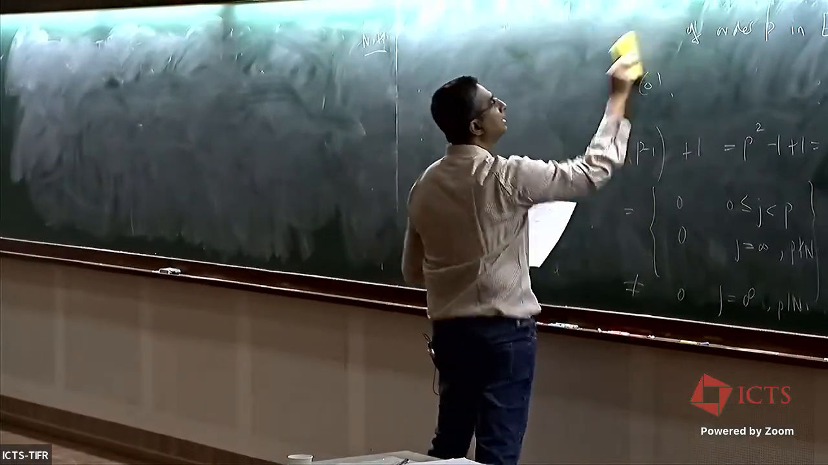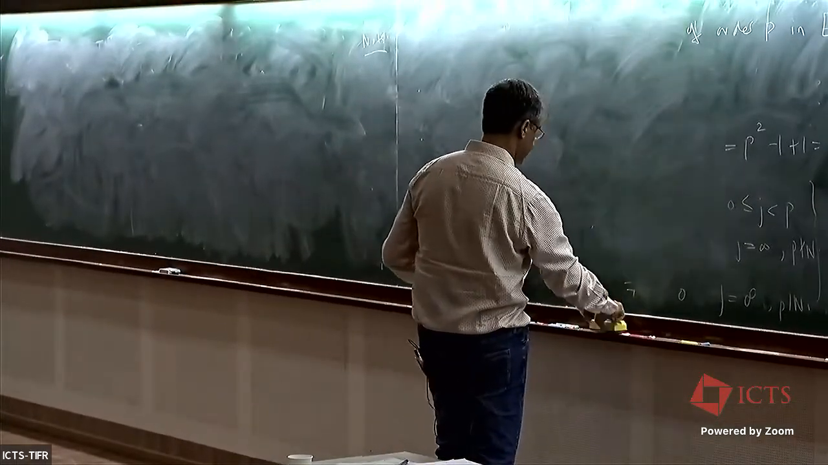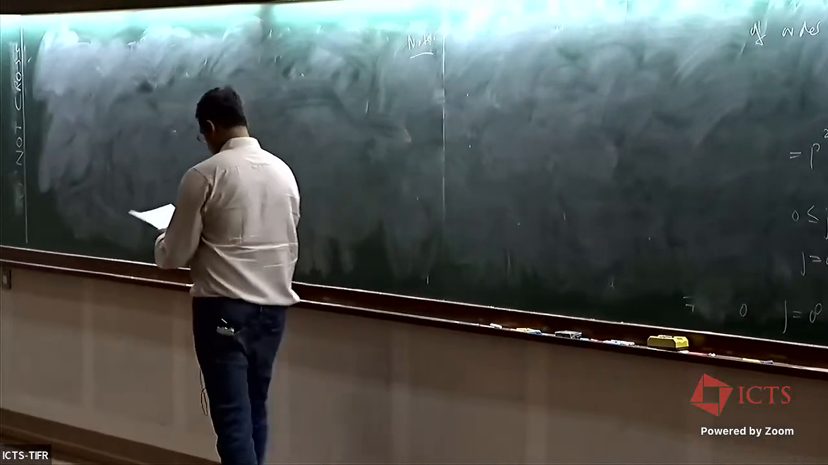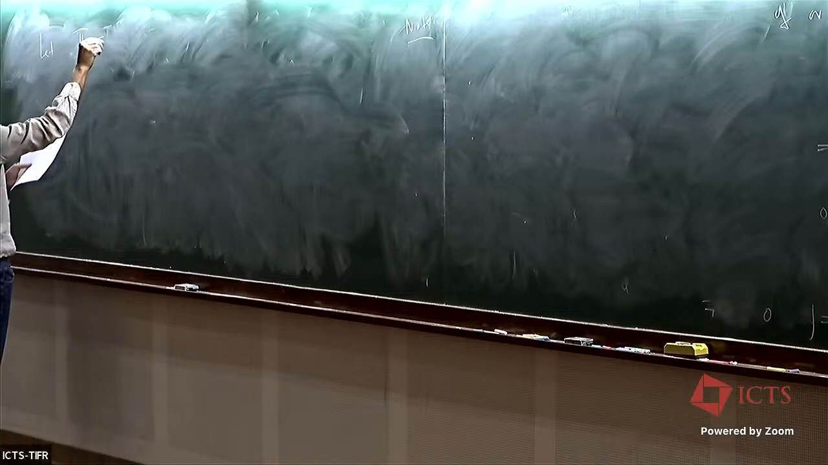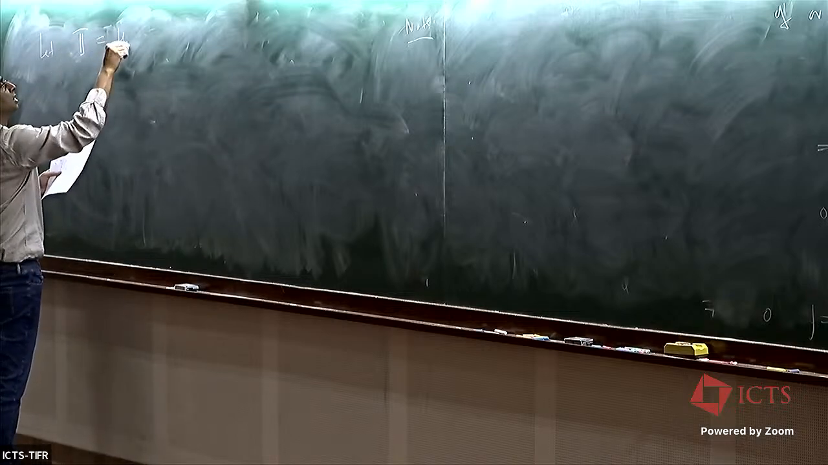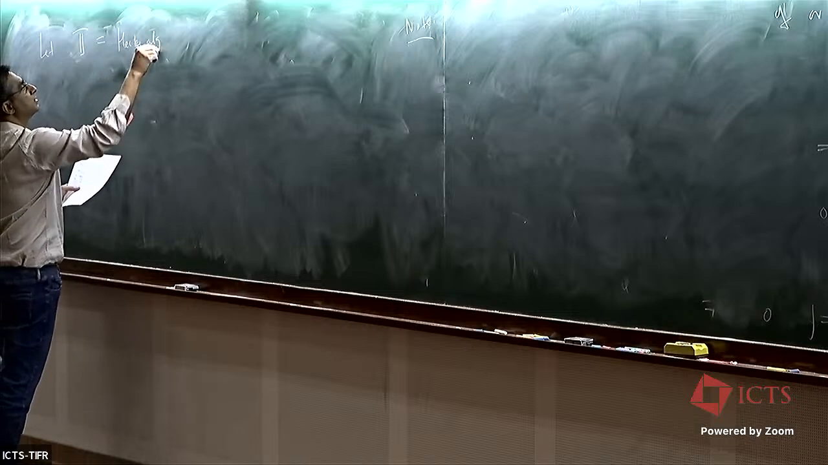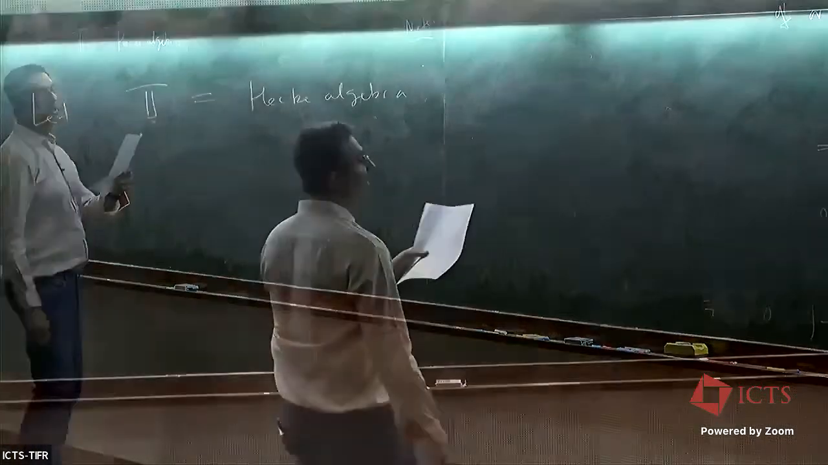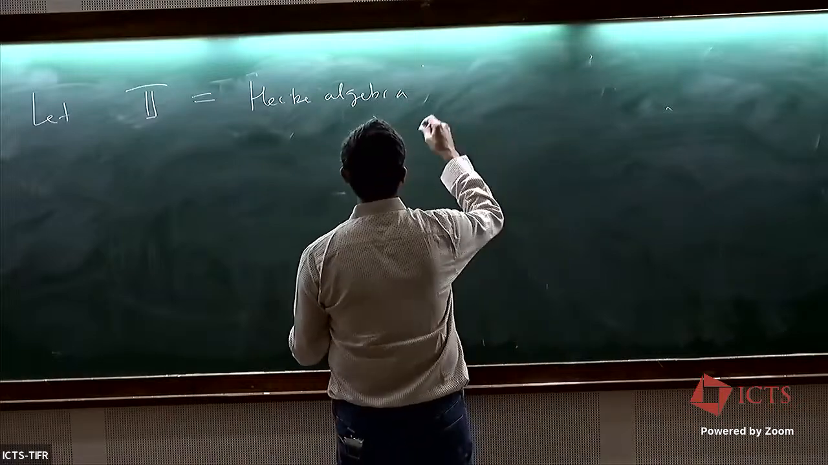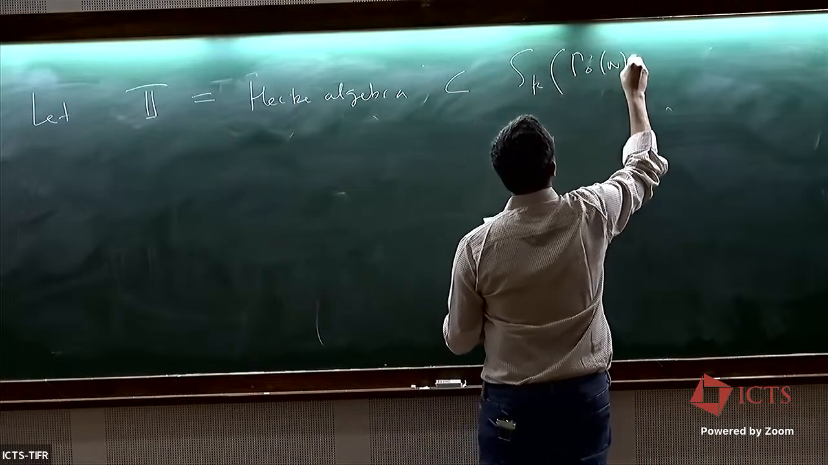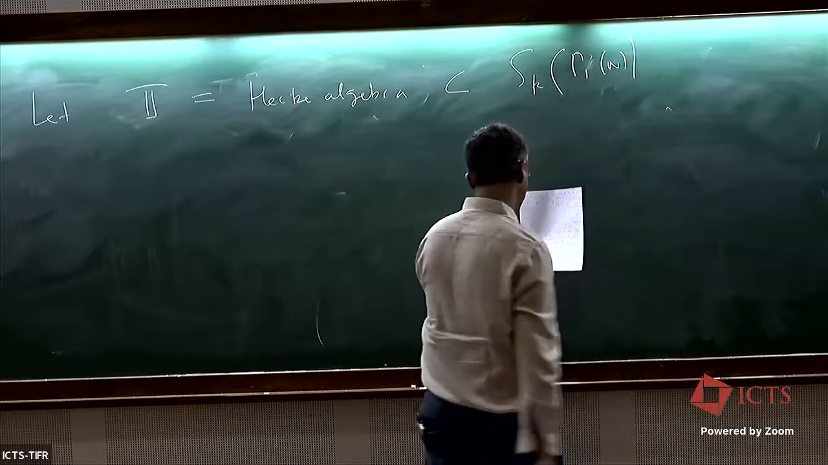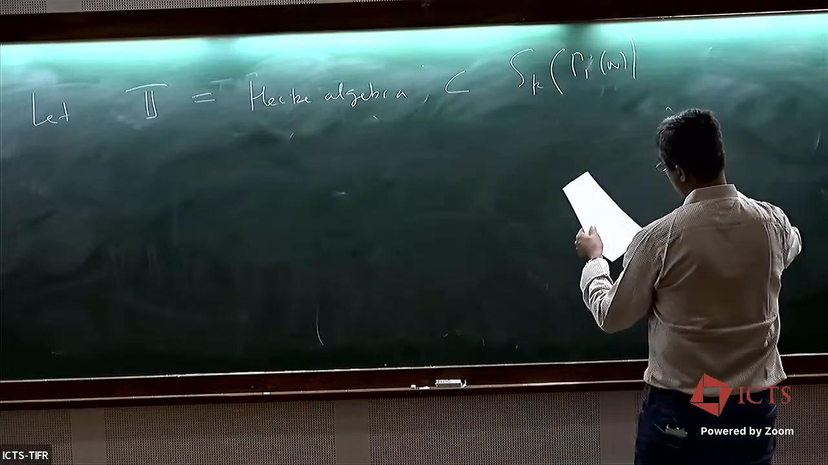Maybe one thing. One of the speakers wanted the following statement, so let me just say it without proof. I'll come back to the integral structure in a second. So let T be the Hecke algebra. Here I mean the subalgebra generated by the T_n's inside S_k(Gamma_0(N)), for simplicity, but maybe Gamma_1(N) as well.